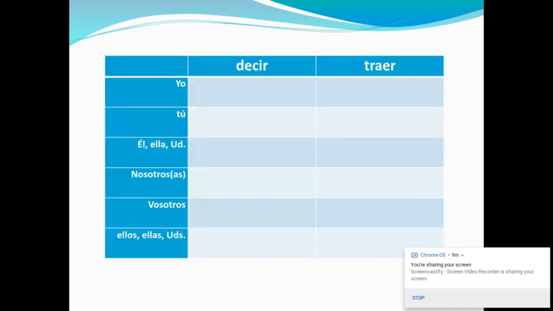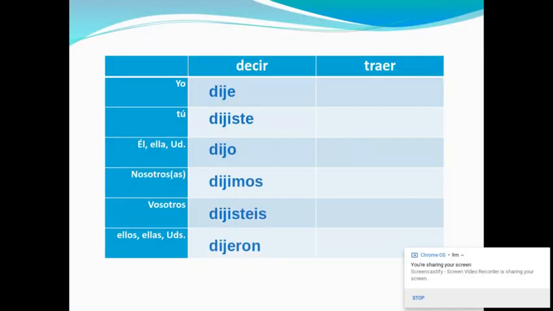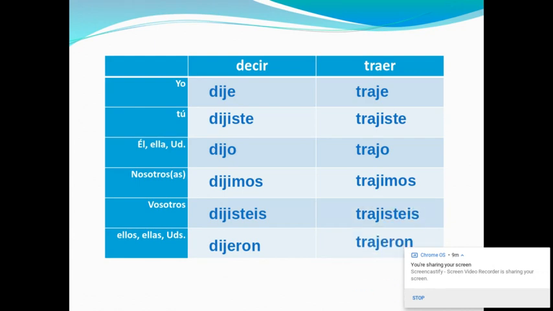So decir: dije, dijiste, dijo, dijimos, dijisteis, and dijeron. It's not dijieron. We're getting rid of that I. Traer: traje, trajiste, trajo, trajimos, trajisteis, and trajeron. No I.